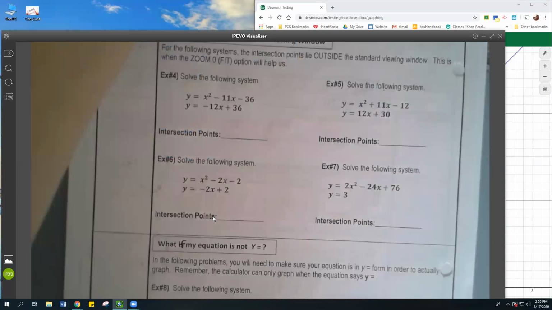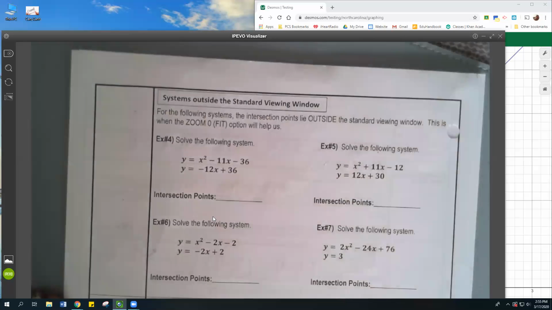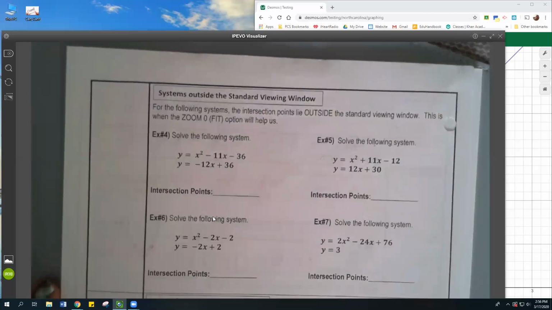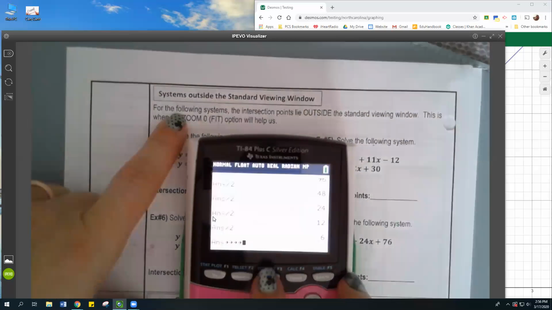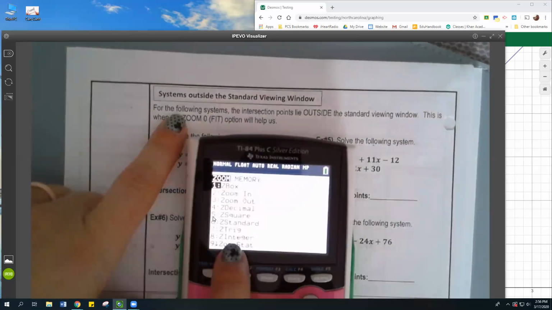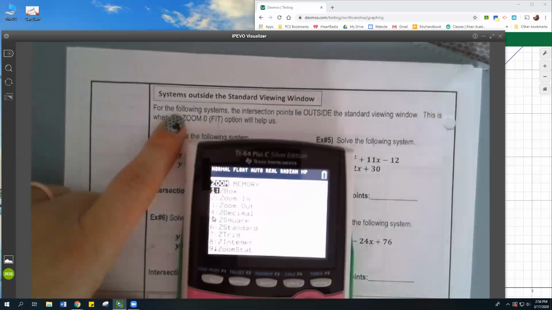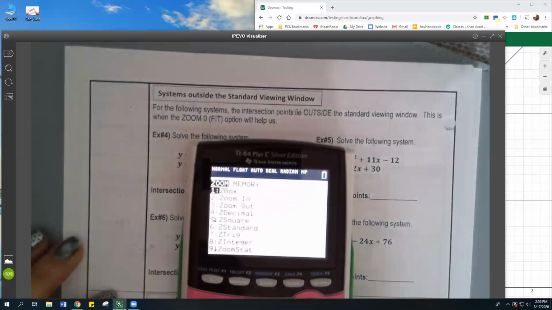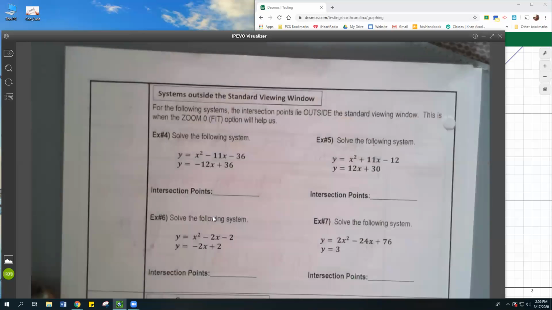All right, on the back. So we are doing systems outside of the standard viewing window. So this applies more to the graphing calculator, when you have to use your zoom to change your standard window. So I will show you on the calculator how to change that window, but with Desmos, it is very easy to zoom in and out and to change your screen around. That's one of the benefits of using Desmos, is it's easier to manipulate that window. So I will show you both.